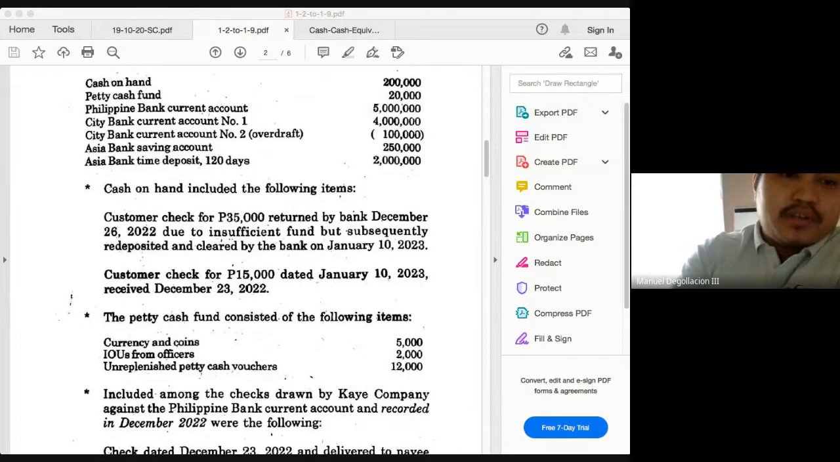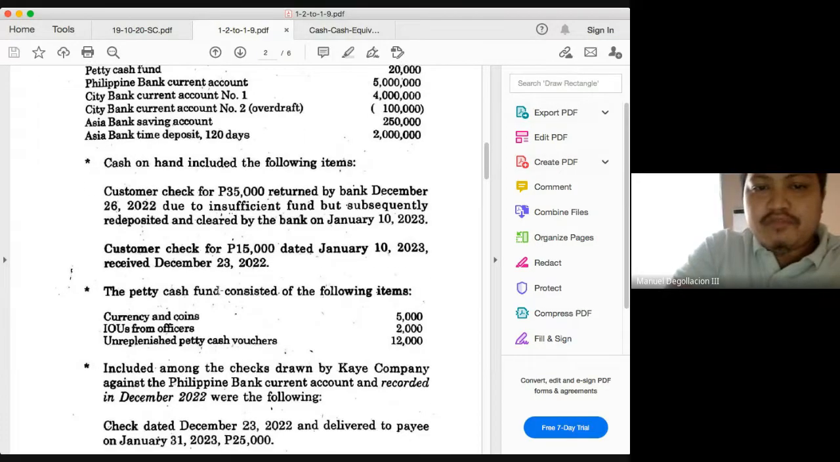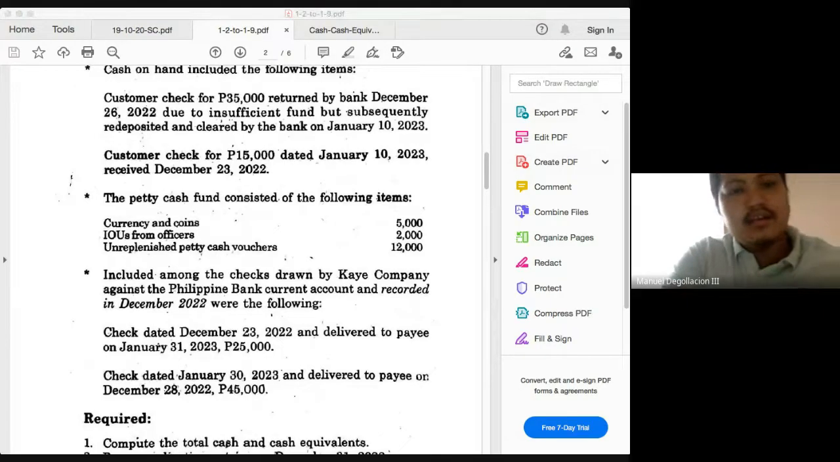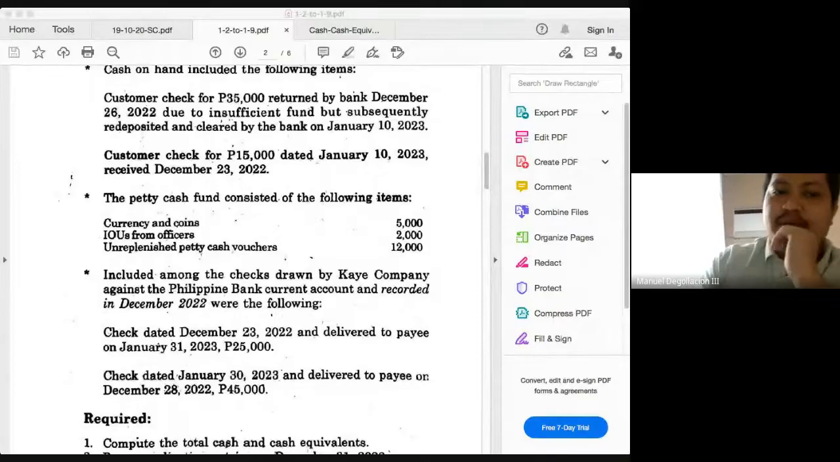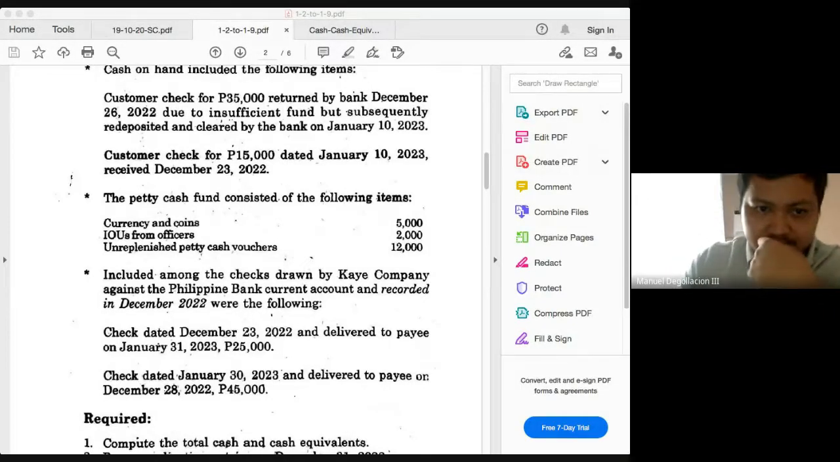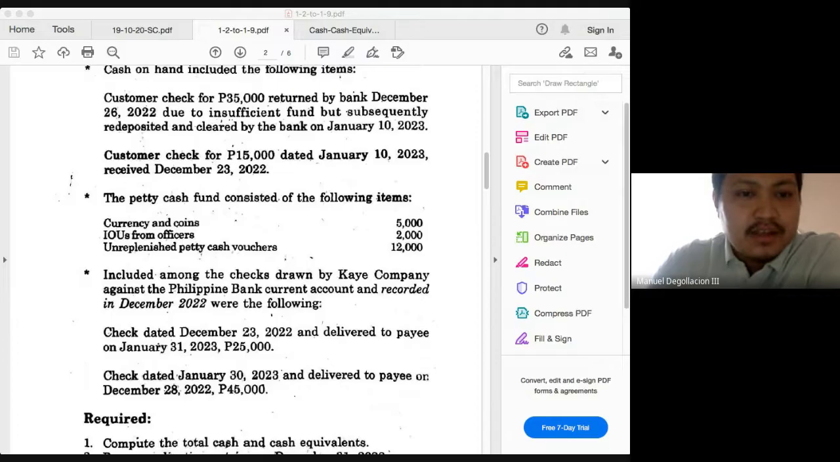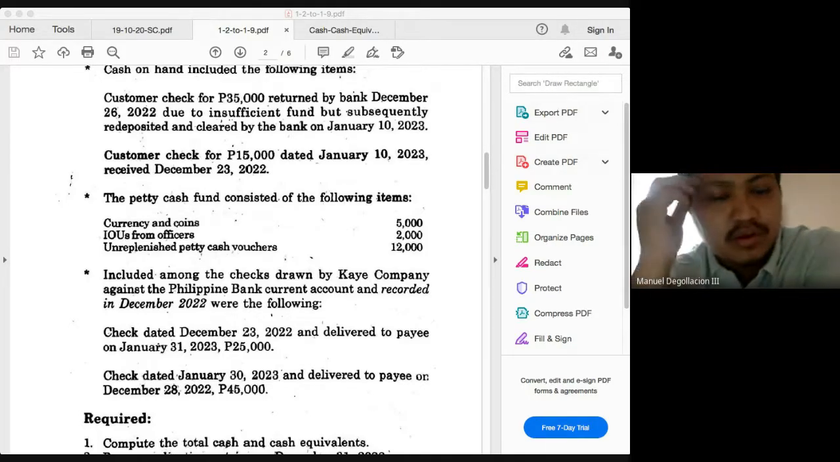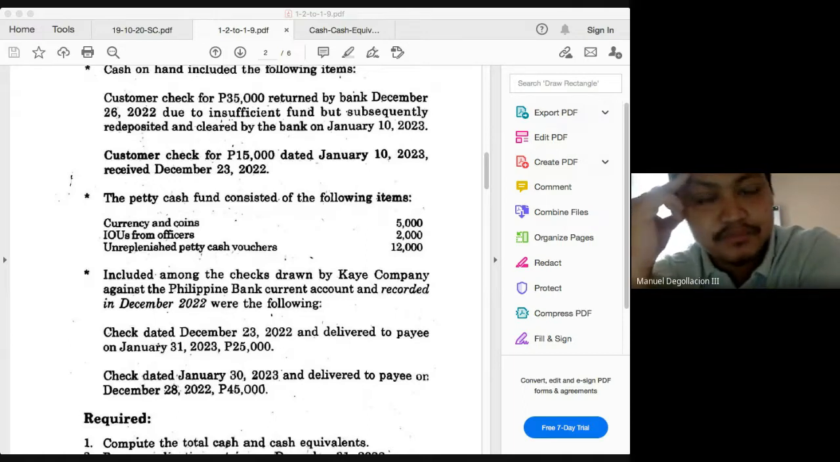Okay, proceeding to the next additional information, the second asterisk. The petty cash fund consisted of the following items: the currency and coins, IOUs from officers, and unreplenished petty cash vouchers. Unreplenished petty cash vouchers, class, again represents expenses that were paid out of the fund. Okay, the vouchers here represents or are the evidence of the expenses that were paid out of the petty cash.